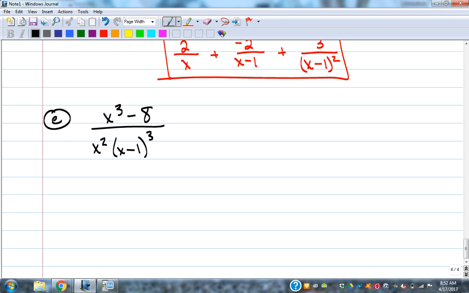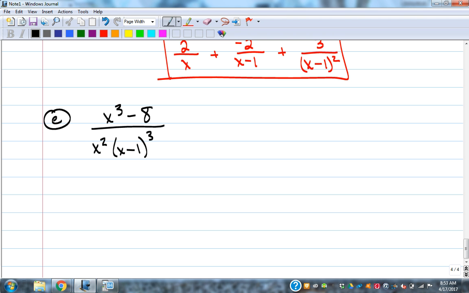Right. So, next thing would be, do we have to factor the denominator? Is there anything that needs factoring there? It's already been factored, so we don't have to factor it. Yay! One less step. Okay, so we can go ahead and start our decomposition template.